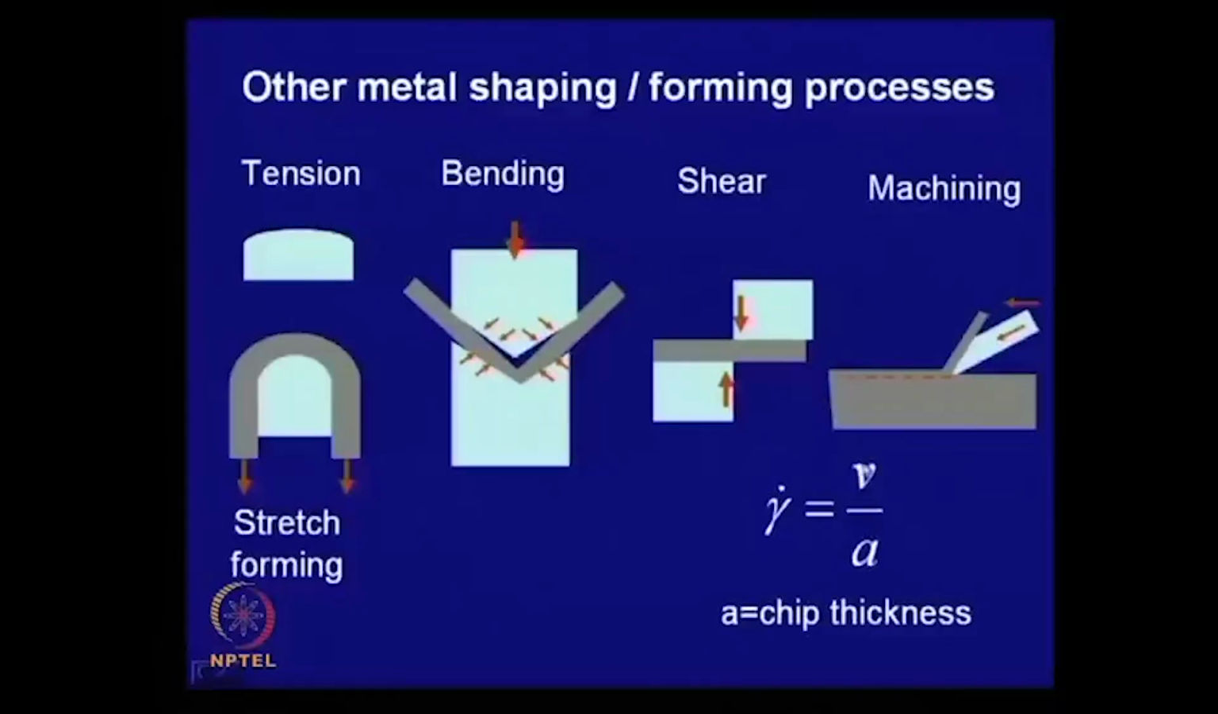So, if V is the velocity, then your strain rate will be this velocity over this length A, which is the chip thickness. You can see that this will be your strain rate.